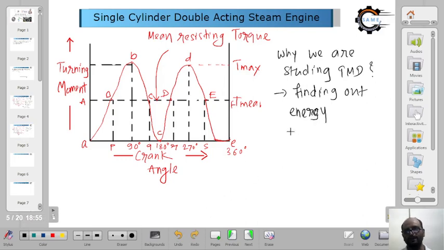We have to go for the power required. How much power? It depends on the energy, and power and energy are related, right? So we are finding out the energy. That's why we are studying this TMD. Okay?